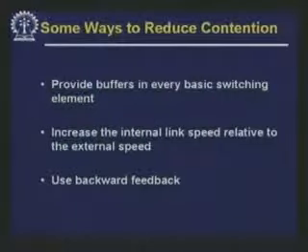if the internal link is much faster than the external speed at which you are pumping in, then you may be able to handle both of them. So far as the input streams or the output streams are concerned, they will not notice the faster switching that is going on within the switch. So they will think that there is no contention. Or use a backward feedback, that means at some later point in the network, if you find that there is a contention, then one of them you feed back so that it recirculates.